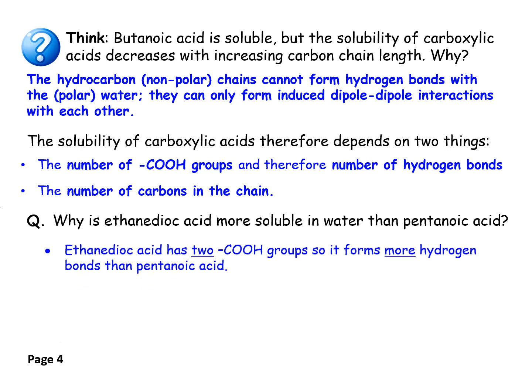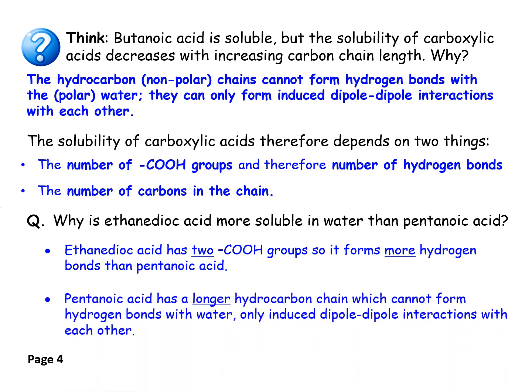Okay, so we can compare first of all the number of carboxylic acid groups. We can say that ethanedioic acid has 2 COOH groups, and so it can form more hydrogen bonds than pentanoic acid. Then we compare the second factor, which is the length of the hydrocarbon section. So pentanoic acid has a longer hydrocarbon chain, which cannot form hydrogen bonds with water, only induced dipole-dipole or London forces with each other.